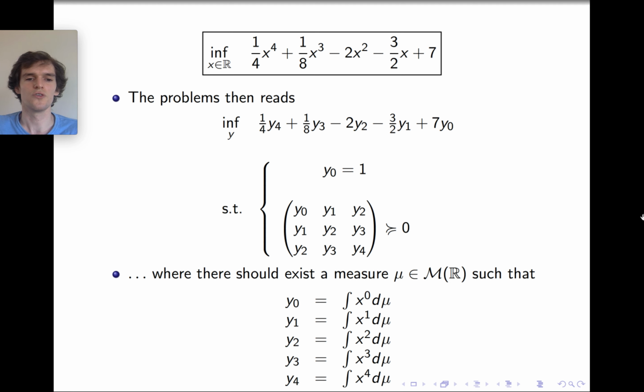Okay, and so here the hope is that when we solve this convex problem, there should exist a measure that represents these what we call pseudo moments, essentially, because we would like them to be moments, but here they're just variables in the problem. They don't have any more constraints than those that are written here. We would like this to hold.